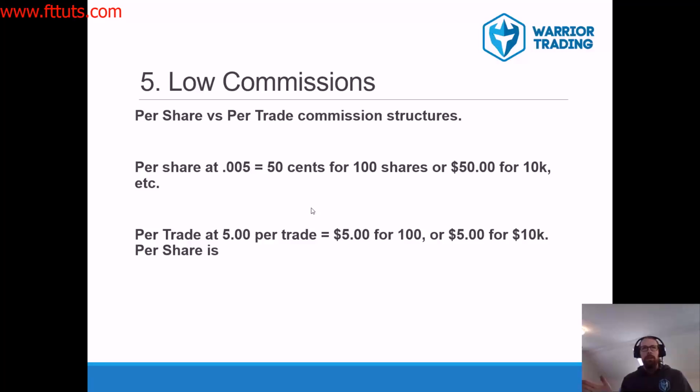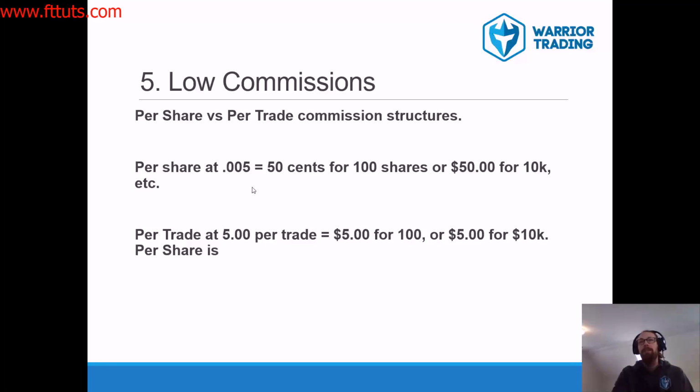The other commission type is per share. So some brokers will do something like half a penny per share, which means if you only trade 100 shares, it's only 50 cents, which is great. But then if you trade 10,000 shares, it's $50. So per share is only beneficial when you're trading less than 1,000 shares.